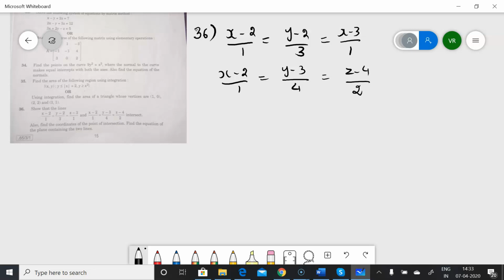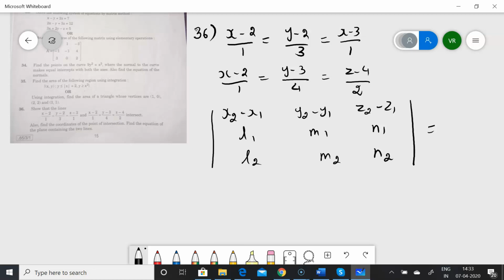So now we know the condition for two lines to intersect is that the determinant with rows x2 minus x1, y2 minus y1, z2 minus z1; L1, M1, N1; L2, M2, N2 should be equal to 0, where L1, M1, N1 and L2, M2, N2 are the direction cosines of these two lines. So now substituting, x1, y1, z1 is 2, 2, 3 and x2, y2, z2 is 2, 3, 4.